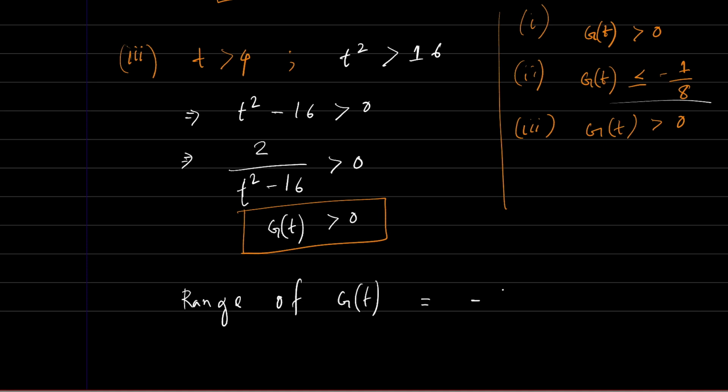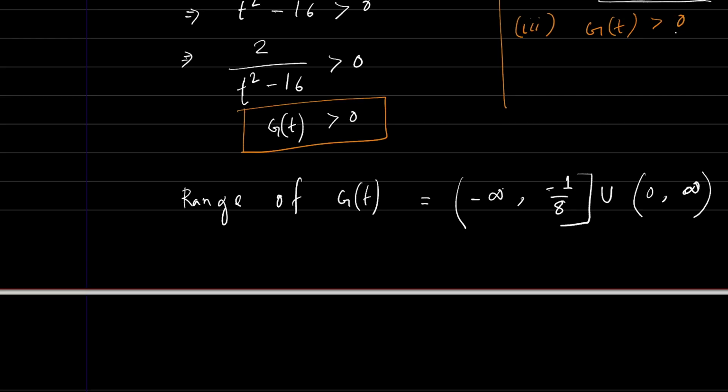So here we can see that g of t can be less than or equal to -1 over 8. So minus infinity up to -1 over 8, where -1 over 8 is included, union. g of t is also greater than 0. So 0 to positive infinity. So the range of g of t is from minus infinity up to -1 over 8 union 0 to positive infinity.